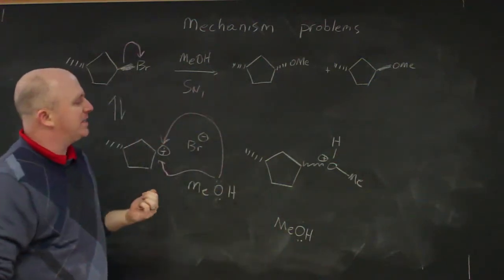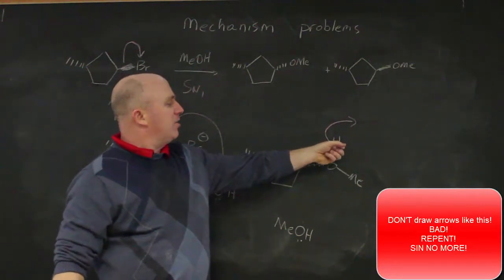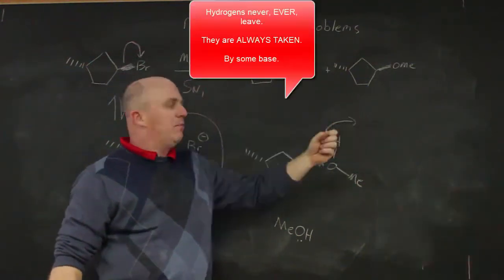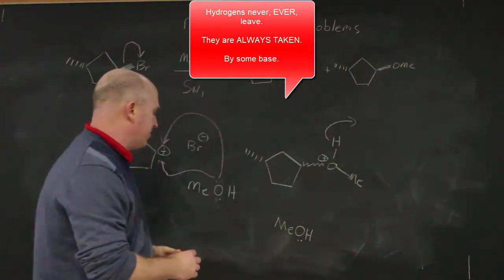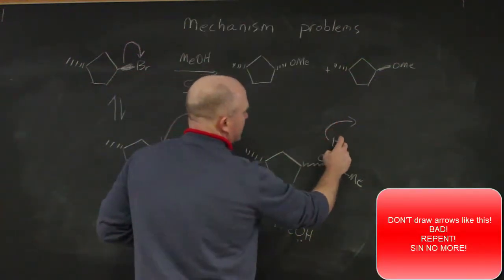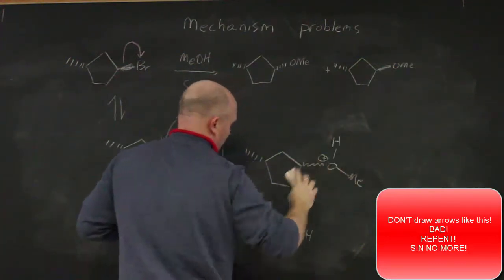Some common errors that I see here would be arrows that look like this. And the problem with this idea is that you're showing that the hydrogen is leaving, but that misunderstands what these arrows are. These arrows show the movement of electrons. Never ever draw this. This is not an atom movement arrow. This is an electron flow arrow.